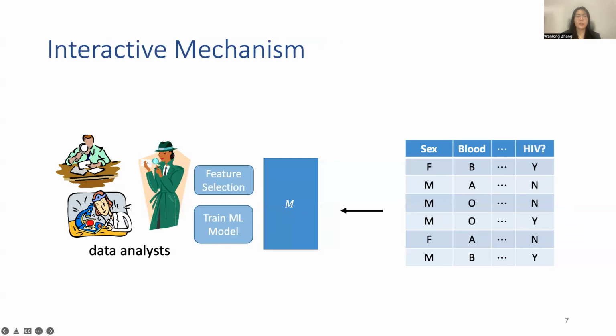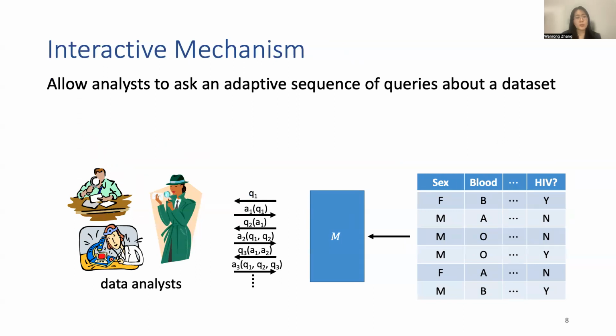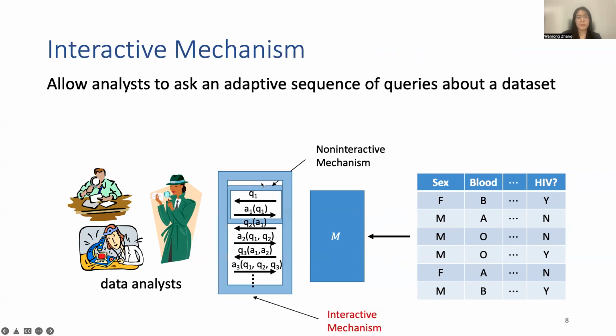For example, in a machine learning pipeline, we might want to do feature selection first, and then train a machine learning model based on the selected features. So we need to introduce interactive mechanisms, which allow us to ask an adaptive sequence of queries about the dataset. And this is very useful and needed for many practical problems. Like here, we're doing multiple rounds of computations. For one round, this is a non-interactive mechanism. And for the whole procedure, we call it an interactive mechanism.